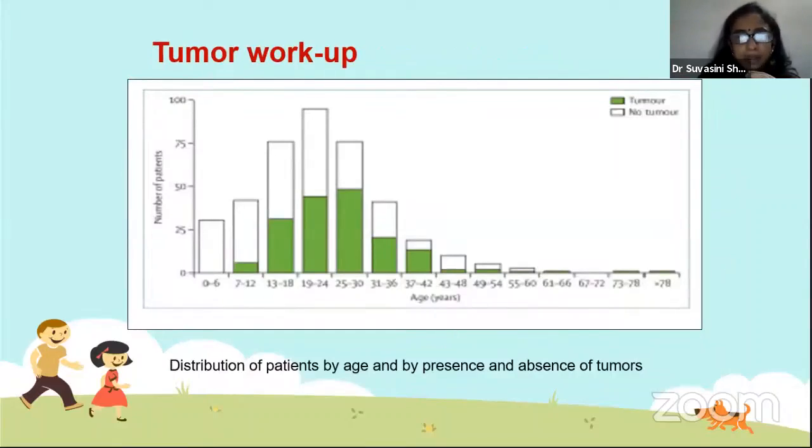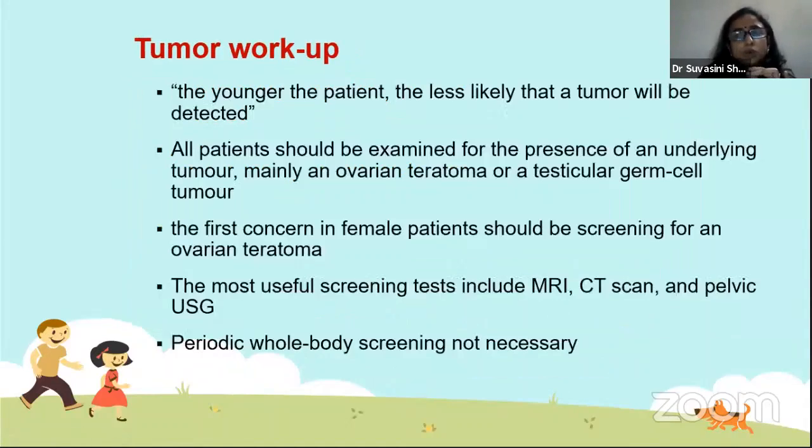Tumor workup is indicated in all the patients, but depending on the age, the yield, like in a small child less than 6 years of age, is very unlikely to find a tumor. So in prepubertal children, unlikely to have tumors, but in older patients, especially the reproductive age group, definitely very, very high chances of finding a tumor. So the bottom line is, the younger the patient, the less likely that a tumor will be detected.